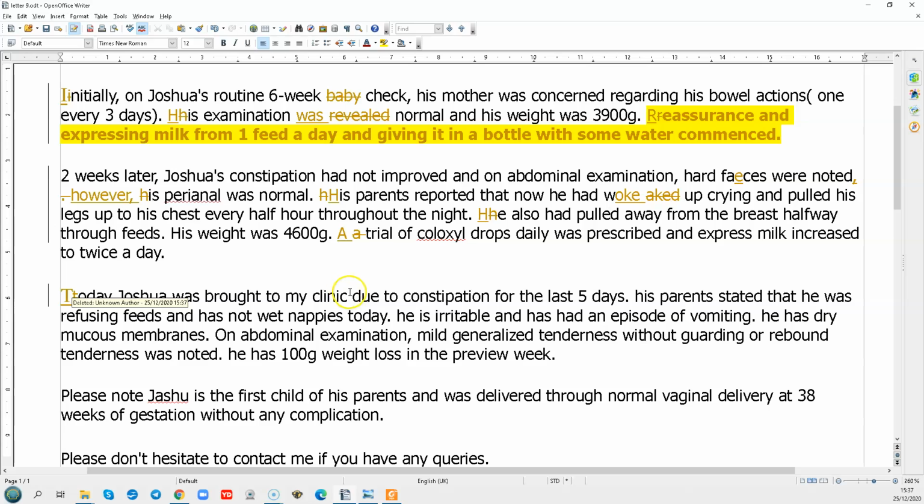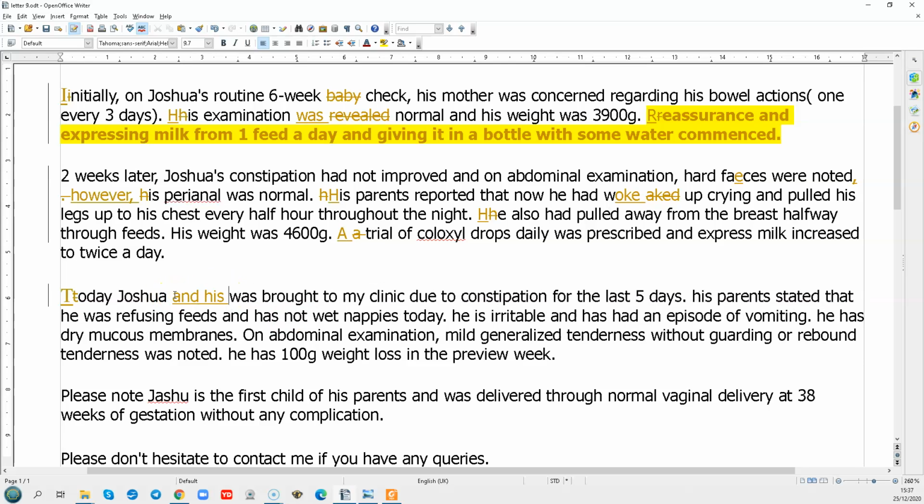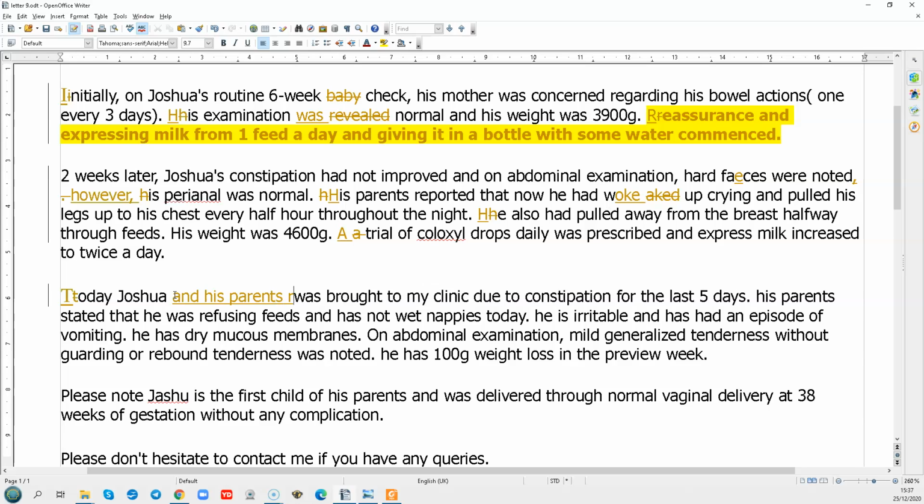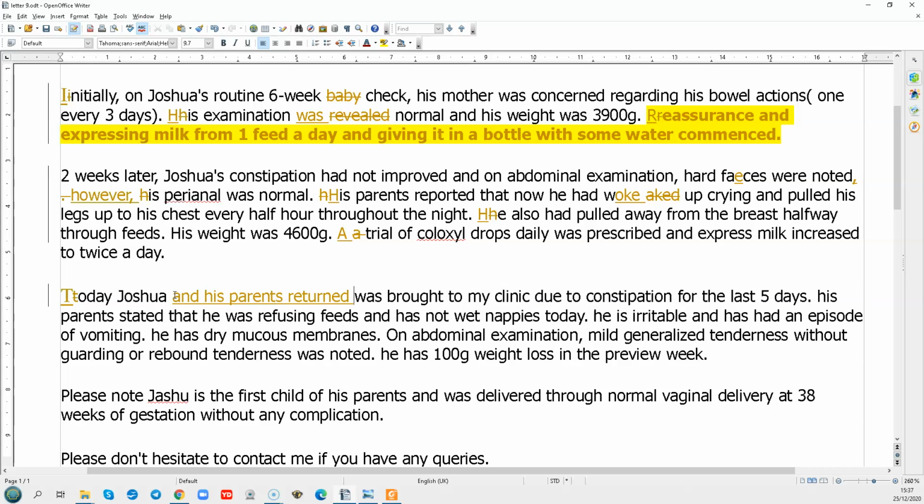Today, well, where else would he be brought to? Today, Joshua was brought in by his parents, or Joshua and his parents returned. You can do it such as that. Joshua and his parents returned. Obviously, your clinic, who else's clinic would they be taking him to? So obviously yours, so you don't have to say that.